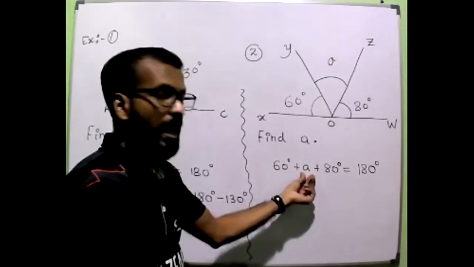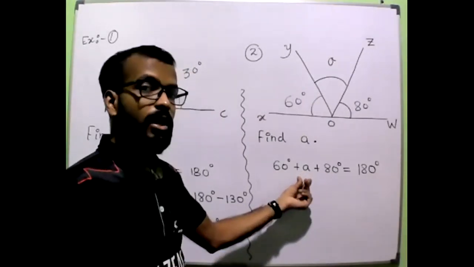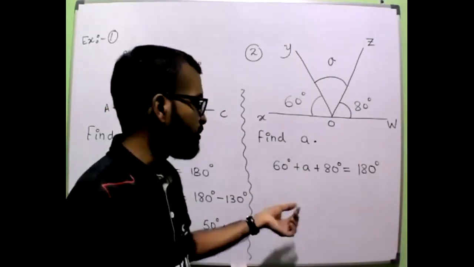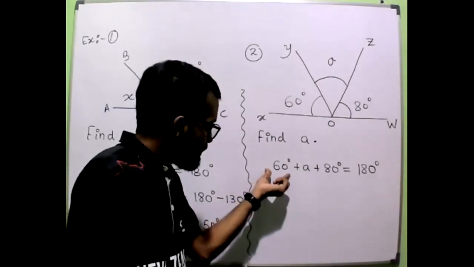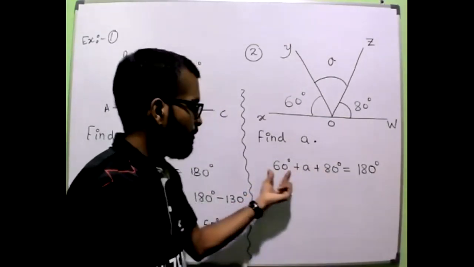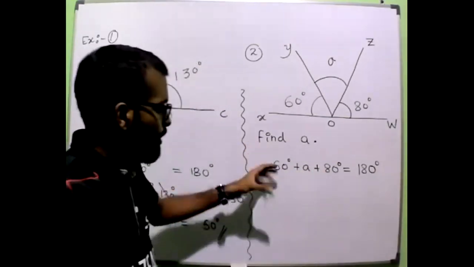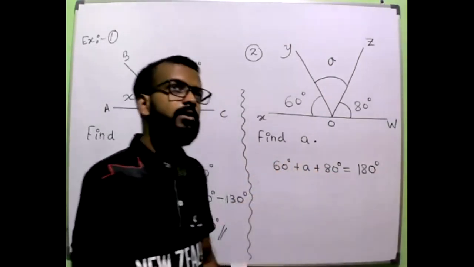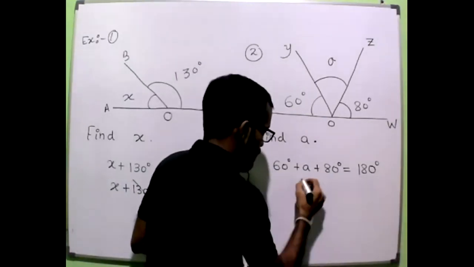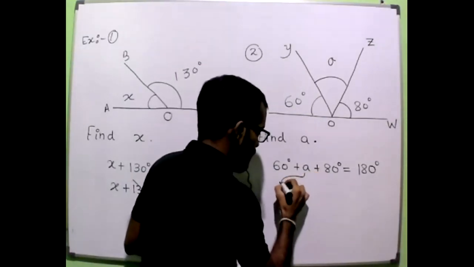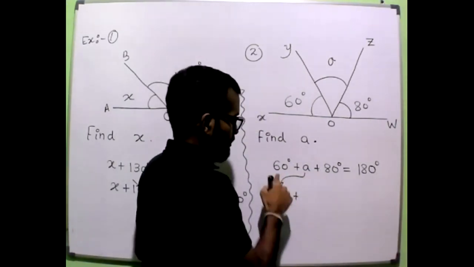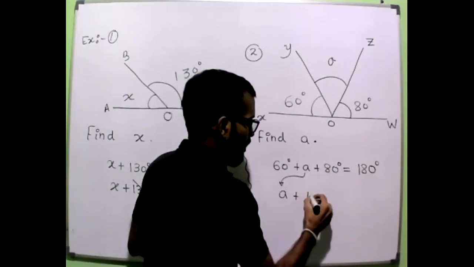Before making a the subject, you have similar terms. What are the similar terms? 60 and 80. That means 60 plus 80, which means 140. I will write down this a here: 60 plus 80 means 140.